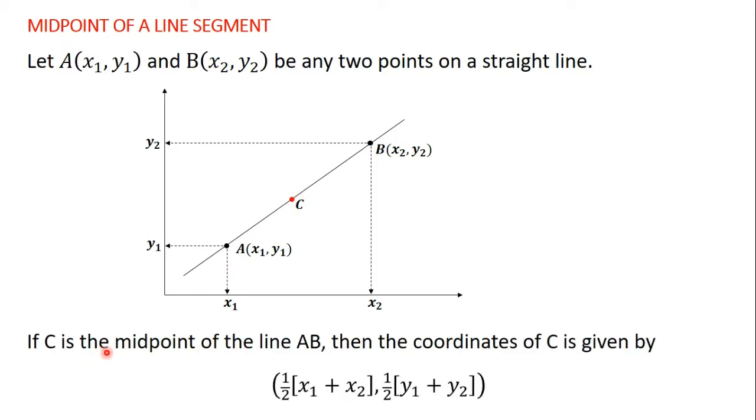If C is the midpoint of the line AB, then the coordinates of C is given by half of x1 plus x2 as the x-coordinate, then half of y1 plus y2 as the y-coordinate. So to find the coordinates of C, the formula is half of x1 plus x2 as the x-coordinate and half of y1 plus y2 as the y-coordinate. Let's apply this to solve a question.